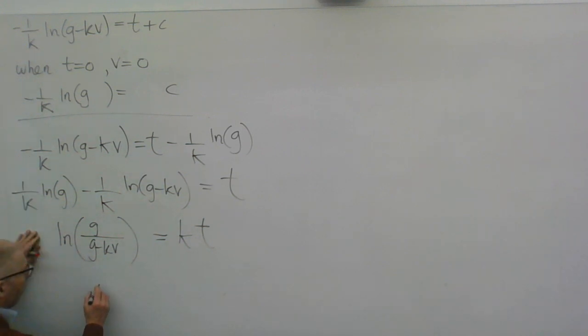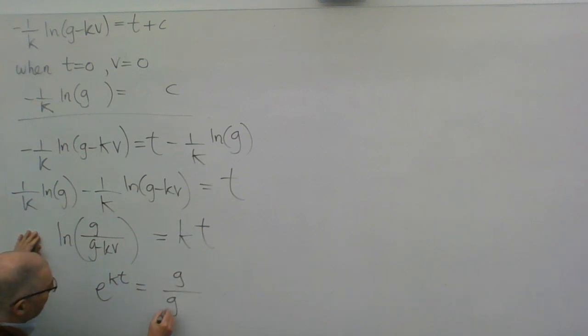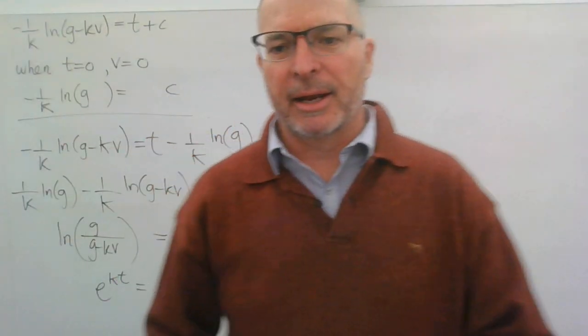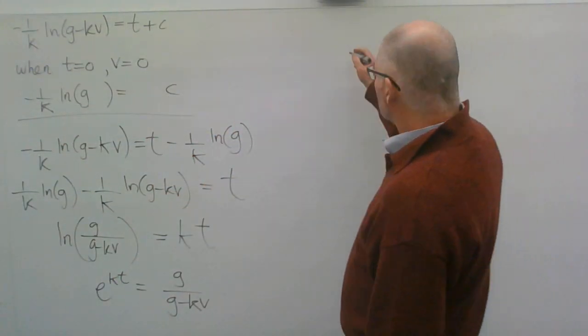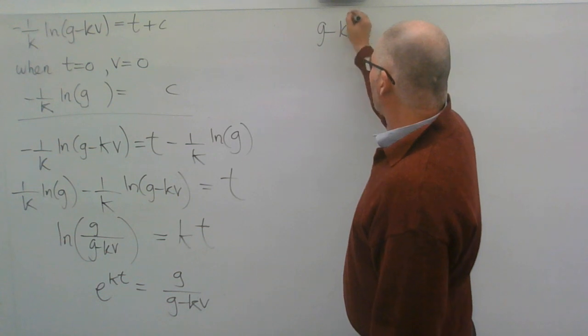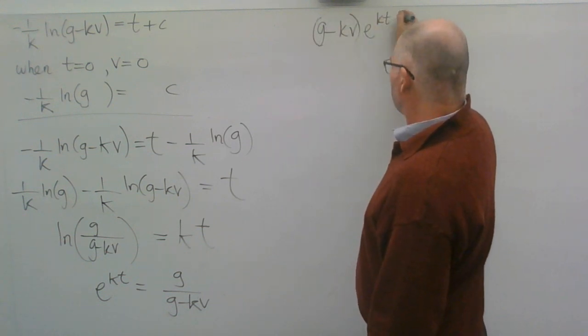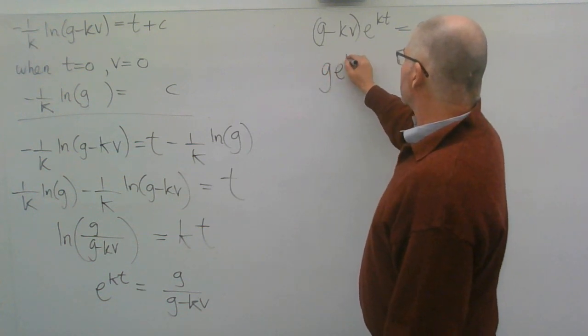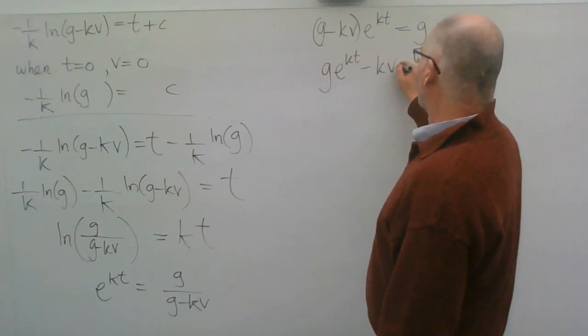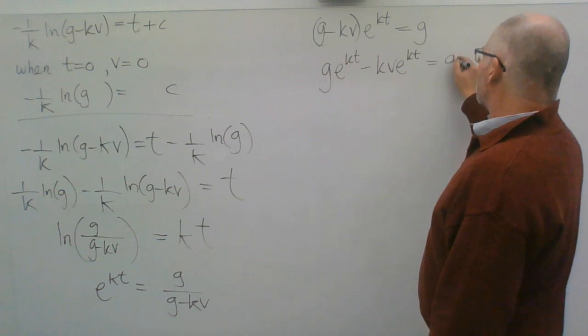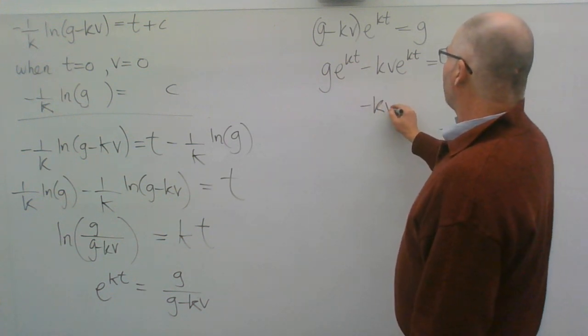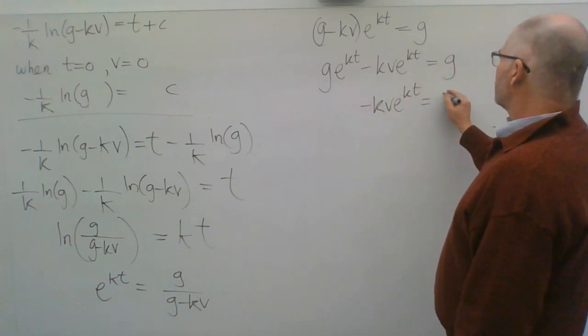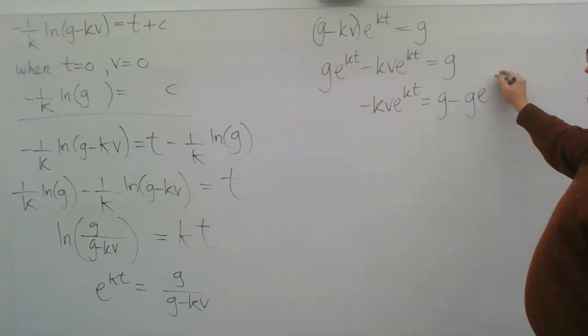All right, so e to the kt is equal to g on g minus kv. I'm going to need to move up to the top of the board. So g minus kv times e to the kt is equal to g. So g e to the kt minus kv e to the kt equals g. So minus kv e to the kt equals g minus g e to the kt.